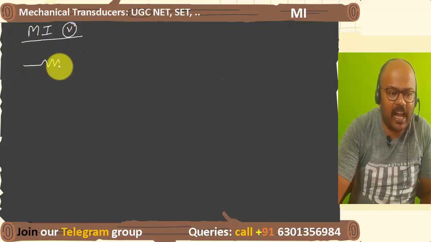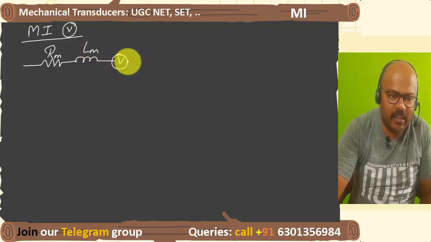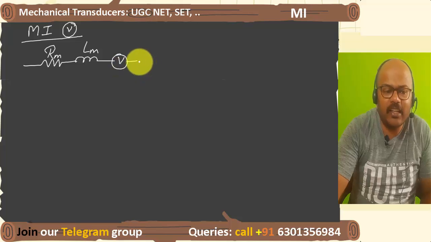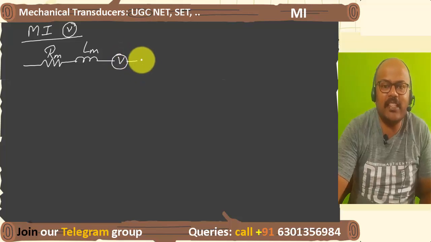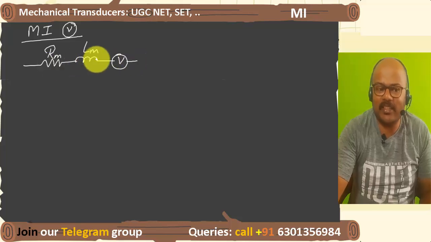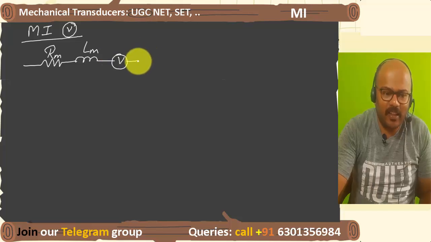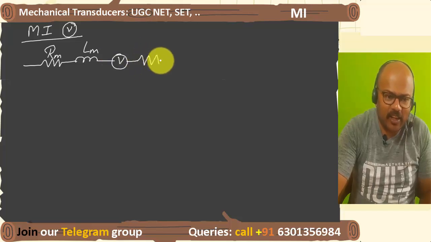Initially, you will be having the meter resistance Rm and the meter impedance Lm. You will be having the voltmeter, which is the measuring part. This voltmeter will be having some impedance and some resistance. That part I have shown as Rm and Lm. Now, an extra resistance you are going to connect.